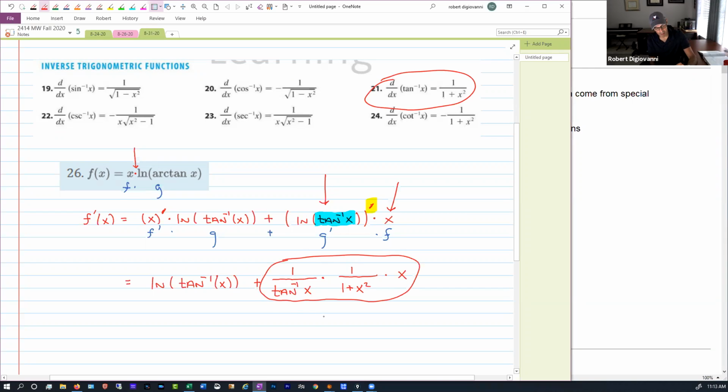You can maybe slide that x on top. Maybe you want to write it this way, kind of put the denominators together with multiplication, and then have this same thing right here. And that's pretty much it. Is that good? Okay.